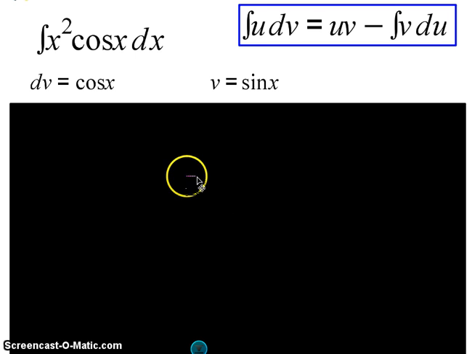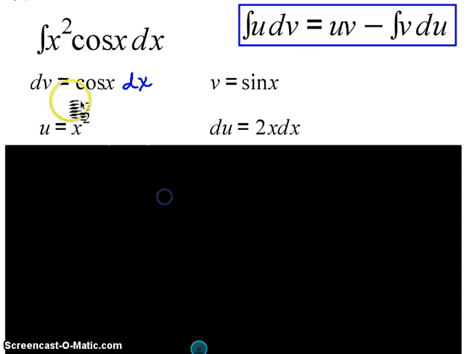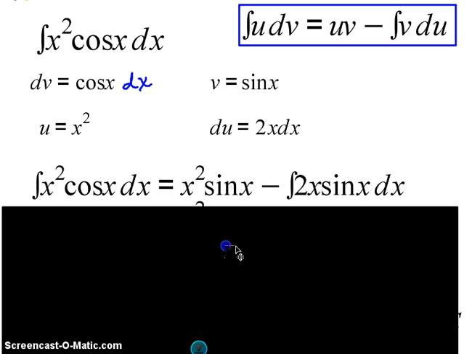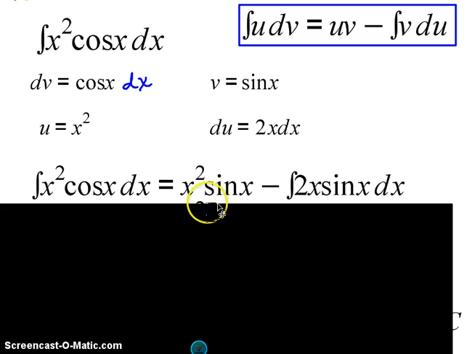Our dv, again, I forgot my dx here, taking that antiderivative of that to get the sine x. And then now our u is x squared, and our du would be 2x dx. Now let's fit it into this form. Alright, we did that. We got it in the formula. Our uv minus our antiderivative of v du.